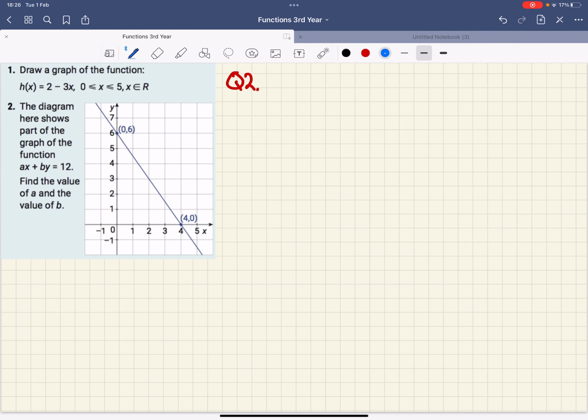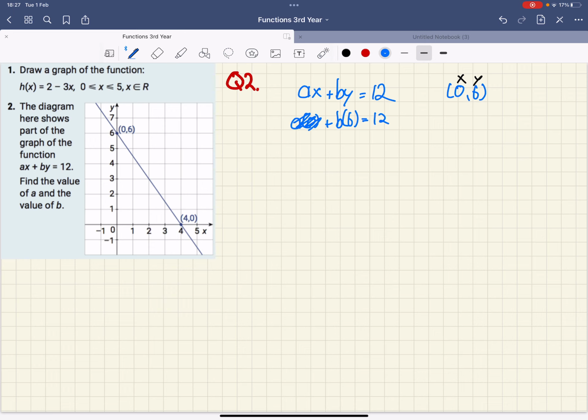In this question, they've given you the line, and they've told me that the function of the line is ax plus by is equal to 12. This requires a little bit of mental gymnastics. They've given me 2 points, (0, 6) and (4, 0), and they've asked me to find the values of a and b. Let's start with (0, 6). That means my x value is 0 and my y value is 6. So let's sub them in. That becomes a times 0 plus b times 6, which is equal to 12.